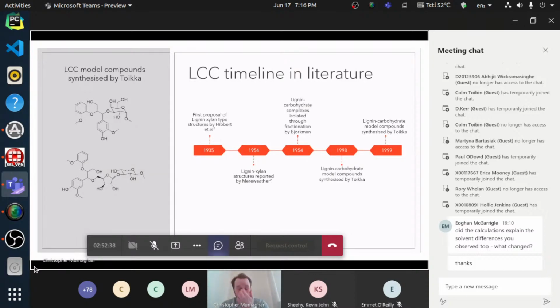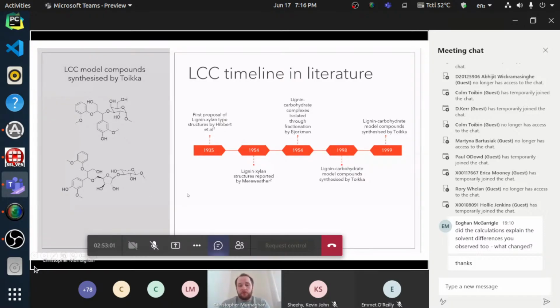Now, that's it. There was a massive lull in the literature until 1998, where Toika, in '98 and '99, synthesized some of these model compounds. They're shown here on the left-hand side. So you have the beta-O4 framework, and then you have here xylose, and then that's bonded to another, so here it's galactose, and another xylose here.